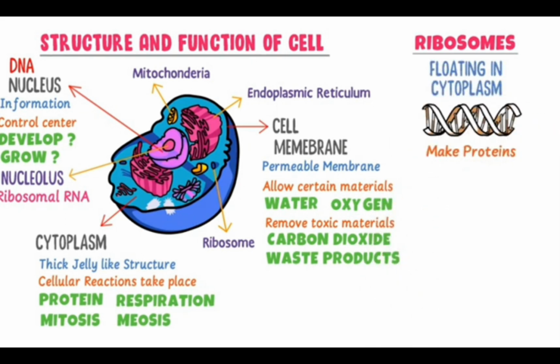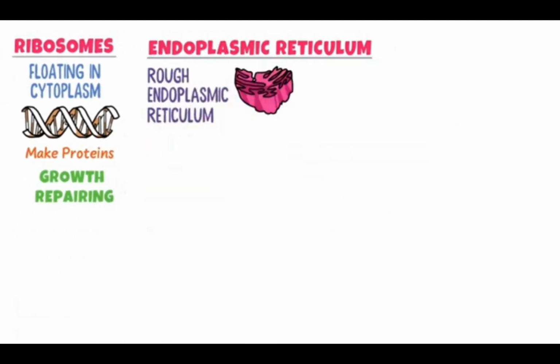To learn more about ribosomes and protein formation, we must understand endoplasmic reticulum. Endoplasmic reticulum are of two types, rough and smooth endoplasmic reticulum. The main difference between them is that a rough endoplasmic reticulum contains ribosomes and smooth endoplasmic reticulum does not contain any ribosomes.